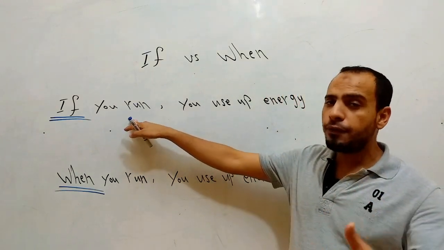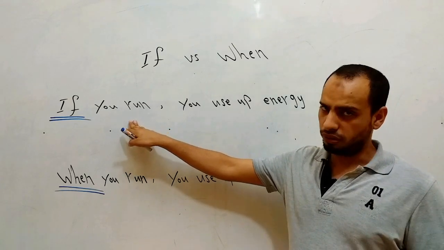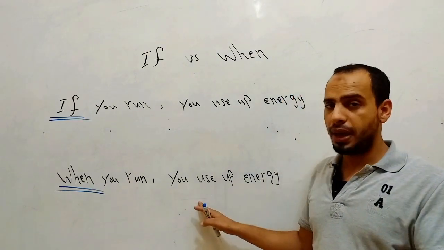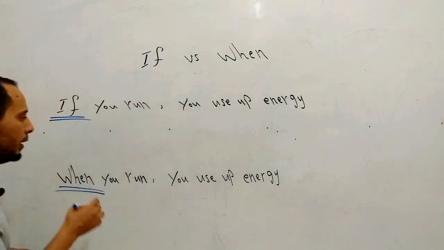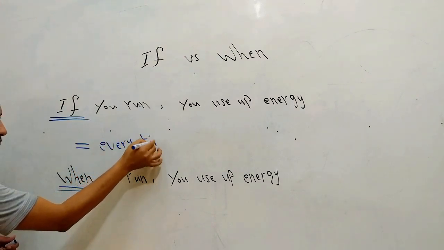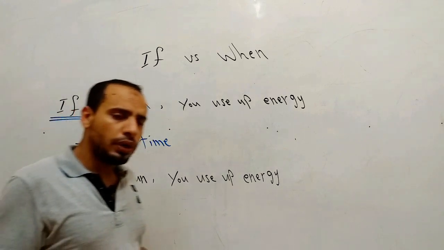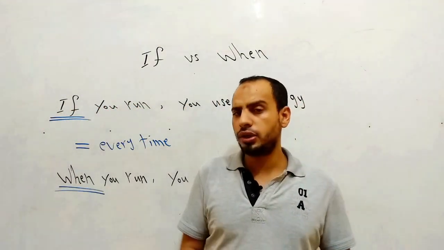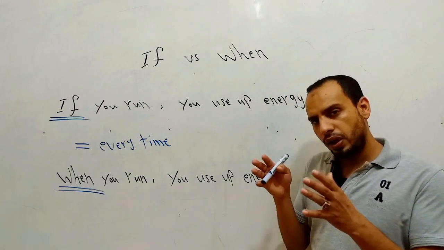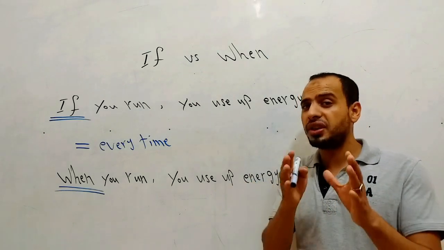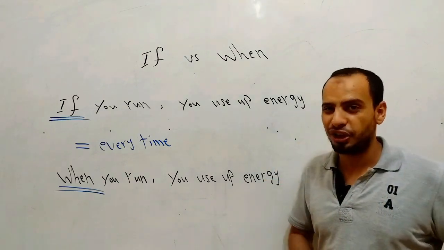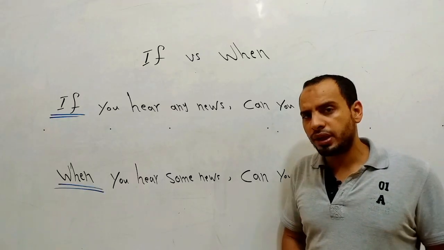If here means every time you run, you use up energy. And when here also means every time you run, you use up energy. So, if and when are the same when they mean every time. Another example, when you say, if you boil water, it turns into steam, or when you boil water, it turns into steam. In fact, if and when in these examples are the same because they mean every time you boil water, it turns into steam. Now take a look at these examples.